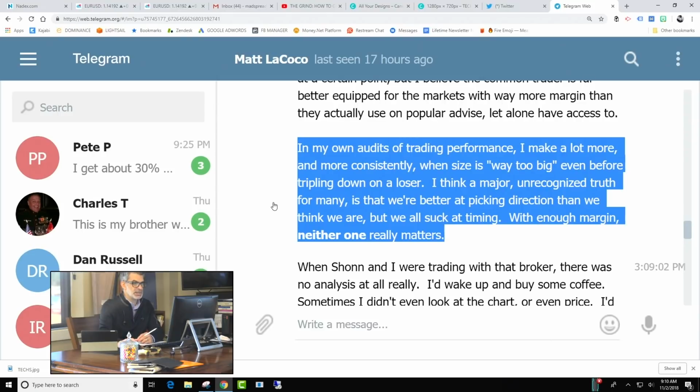I think a major unrecognized truth for many is that we're better at picking direction than we think we are, but we all suck at timing. With enough margin, neither one really matters.